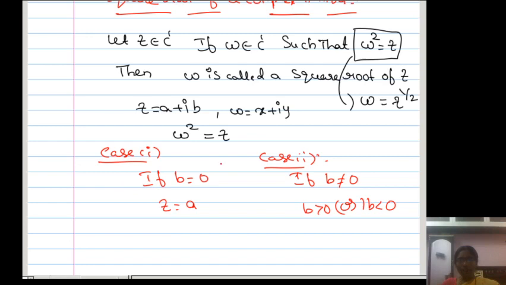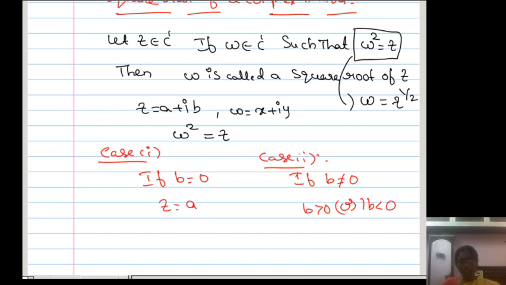So the given complex number, if it is purely real, the imaginary part is 0, only a real number, then you have one part. How to find the square root, we will discuss. If b is not equal to 0, it means it is purely imaginary or some number.